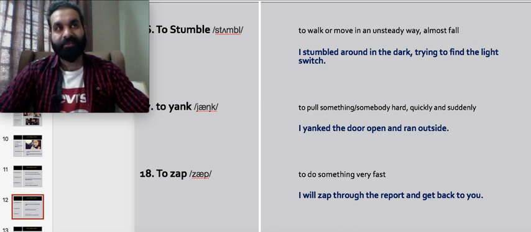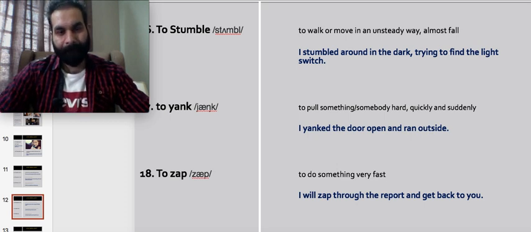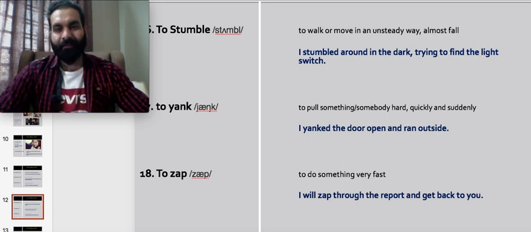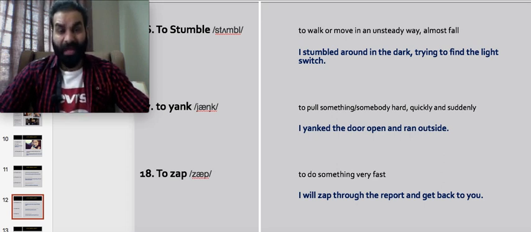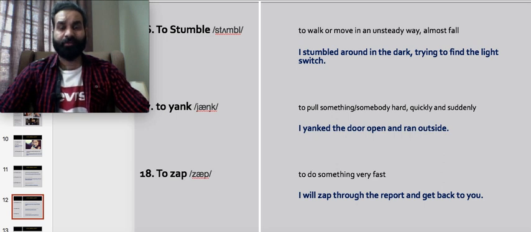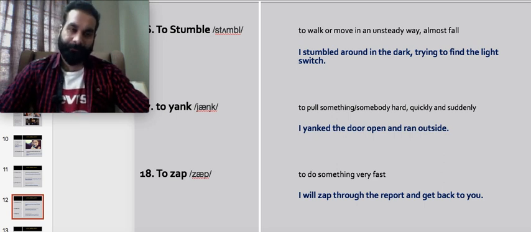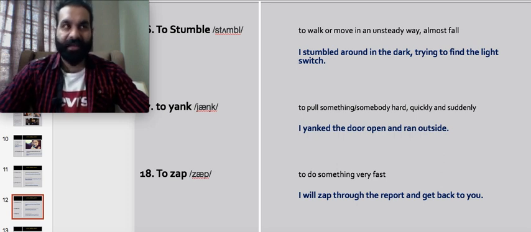The next word is to yank. To pull something or somebody hard, quickly and suddenly. I yanked the door open and ran outside.